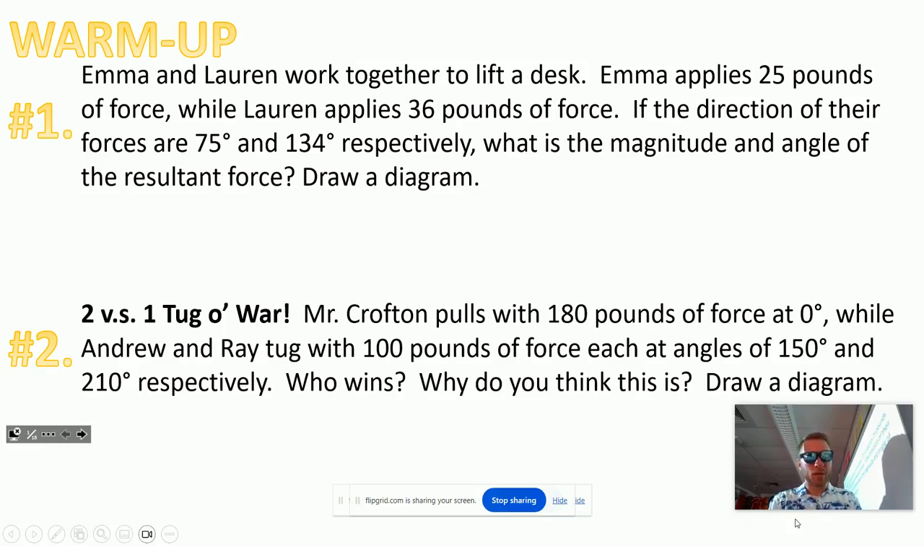Then we have a 2v1 tug of war in which Mr. Crofton pulls with a certain amount of force at 0 degrees, while Andrew and Ray tug with 100 pounds each at two different angles. Who wins and why is this?